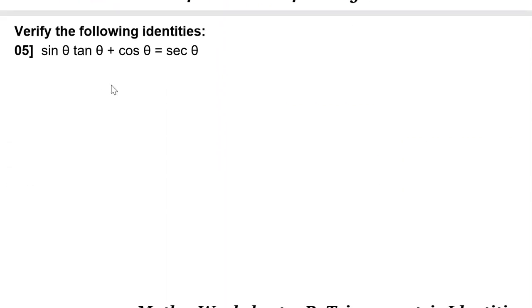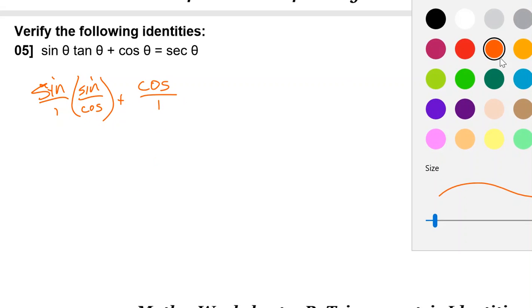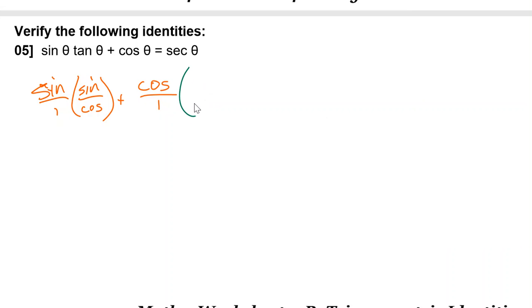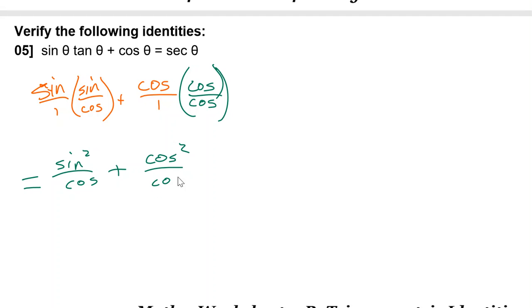Now they start getting a little uglier. Sine times tangent plus cosine. That is going to be sine over 1 times sine over cosine. I think we've seen something like this in the notes, where in order to be able to add these two together, you had to get a cosine common denominator going, which turned this into sine squared over cosine plus cosine squared over cosine.